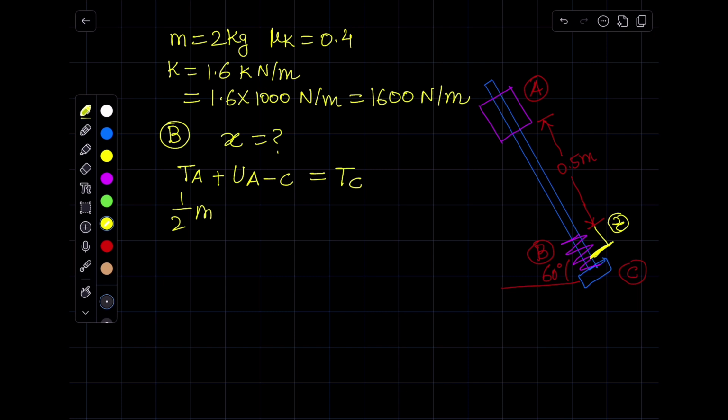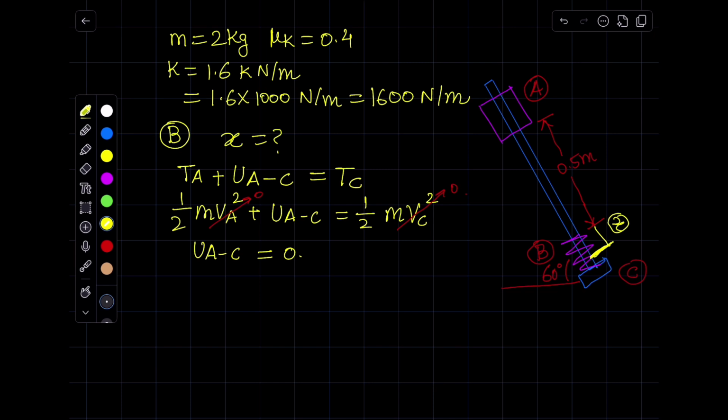Okay, so in that case I will again use the work energy equation, using the kinetic energy. So I can write the equation from A to C. So kinetic energy TA plus UAC is equal to TC. Now things are very similar to the first part. You know that at the beginning of the problem, the velocity at A is 0. So kinetic energy at the point A will be 0.